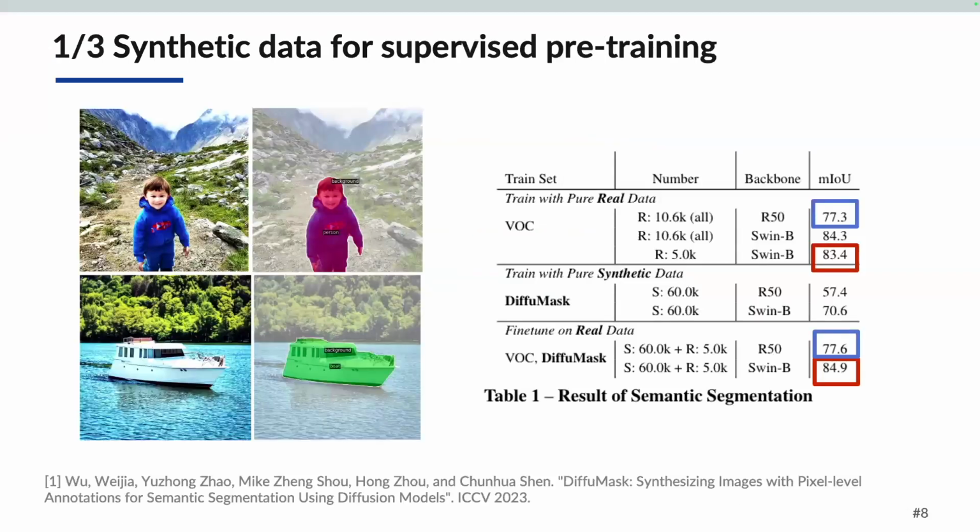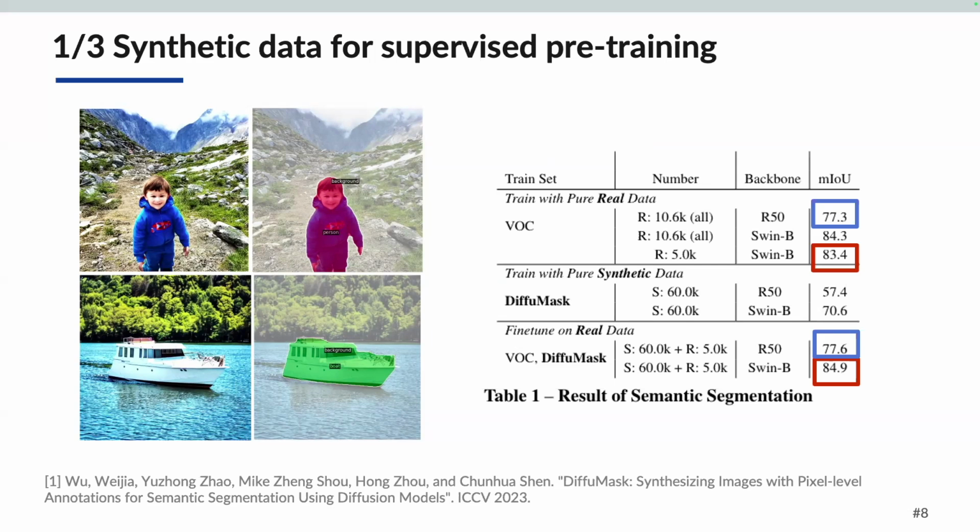The first one is synthetic data for supervised pre-training. Synthetic data can be used to pre-train models before fine-tuning them on real data. This approach, shown in this slide, leverages a large amount of synthetic images to help models learn basic features and patterns, and is validated in several segmentation tasks.